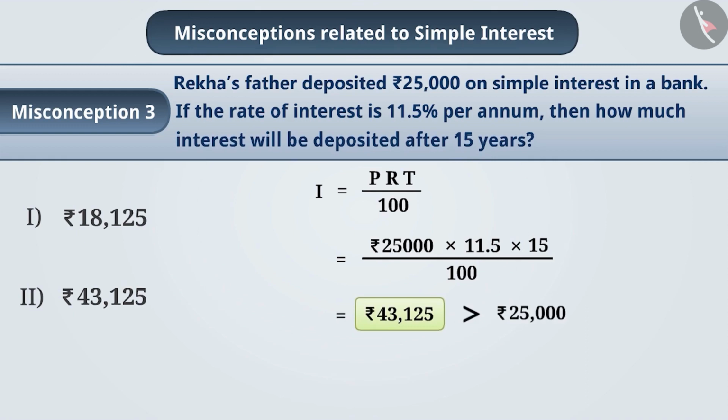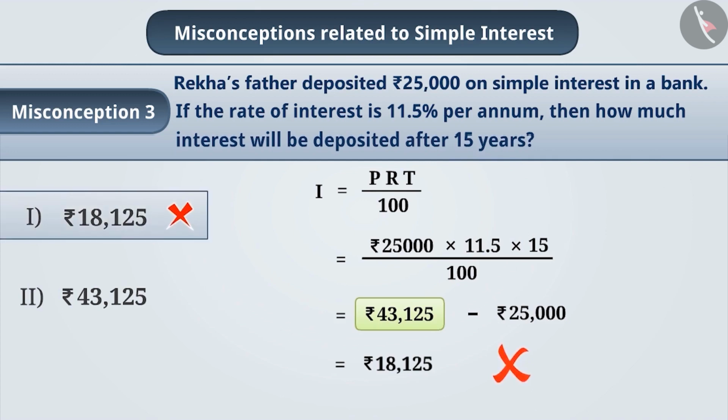Here, simple interest is more than principal. Usually, students misunderstand that interest can never be more than the principal. Therefore, they try to subtract principal from simple interest and get 18,125, which is incorrect. Since the rate of interest and time are more in this situation, interest can be more than the principal. Hence, option 2 is the correct answer.